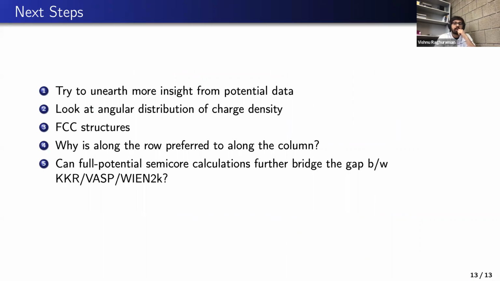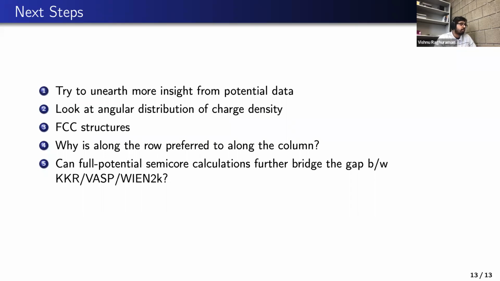So I can extract that and then look at the angular spread of the charge density to see if there is more, say, angular spread in chromium molybdenum structures than, say, in molybdenum niobium. We also have a set of FCC structures that we obtained from, instead of chromium, molybdenum, niobium, and vanadium, we're looking at, say, copper, palladium, nickel, and silver, and doing a similar thing, but looking at FCC structures.